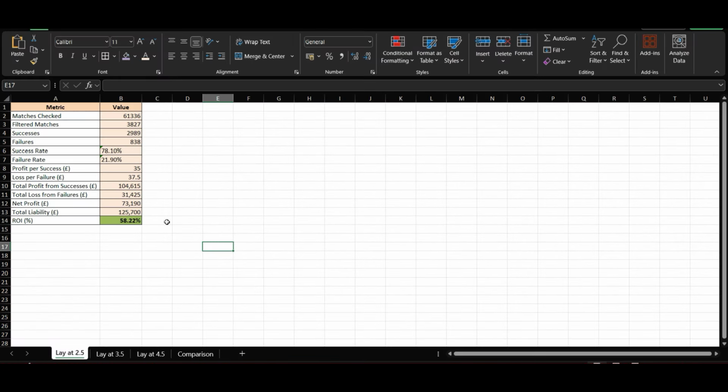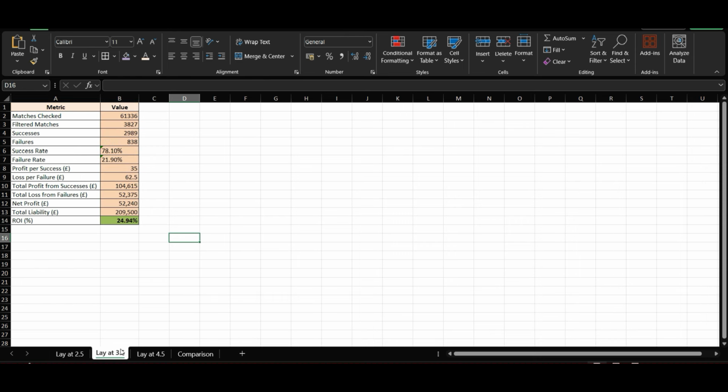Based on backtested data, if we place 3,827 trades, with 2,989 of them being successful, the total profit from those successes would be £104,615. On the flip side, with 838 failed trades, the total loss would be £31,425. This gives us a net profit of £73,190, and with the total liability of £125,700, our return on investment, our ROI, is 58.22%.